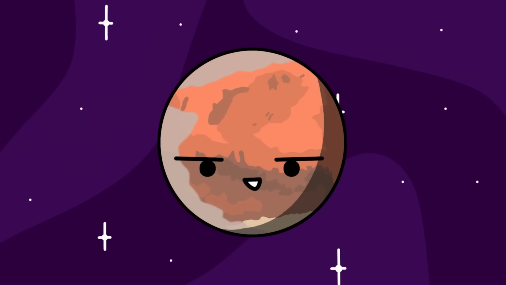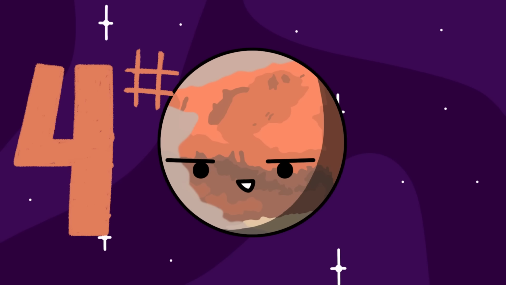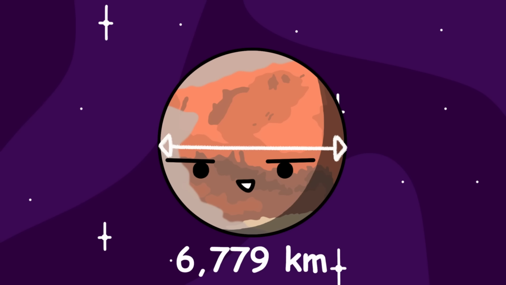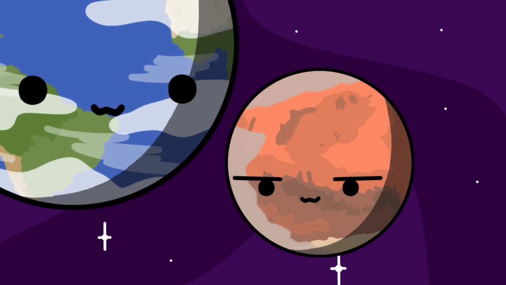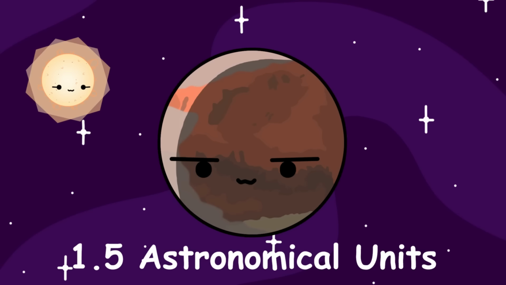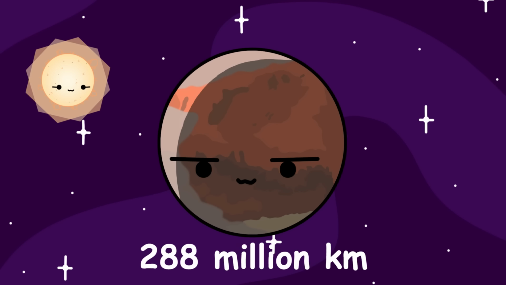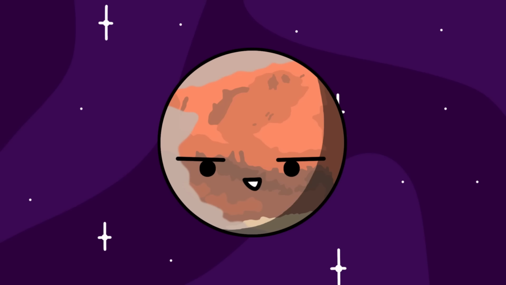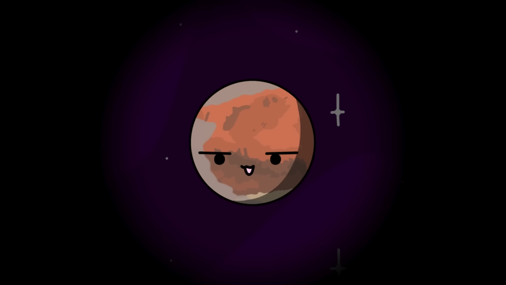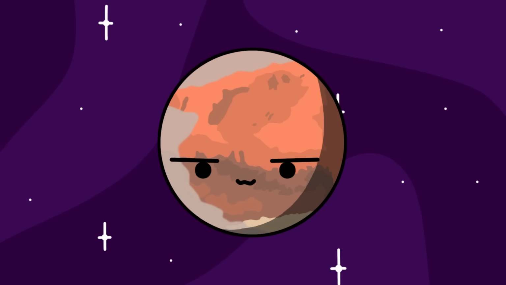Mars. The planet after Earth is Mars, the fourth planet from the Sun. Mars has a diameter of 6,779 kilometers, around half of Earth's. It orbits the Sun at a distance of 1.5 astronomical units, or 228 million kilometers. Mars is often called the red planet for appearing reddish in color from a distance. But from a closer view, Mars is actually more of a butterscotch color.